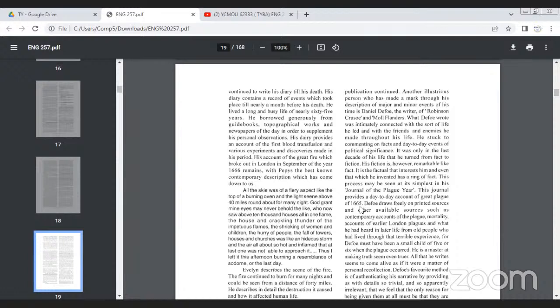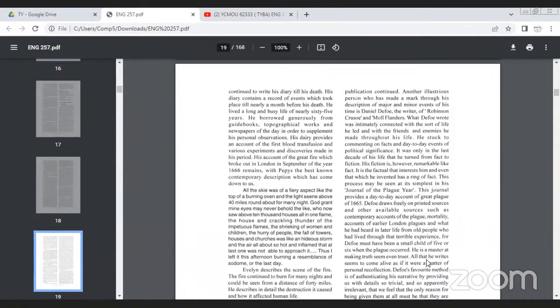Defoe draws freely on printed sources and other available sources such as contemporary accounts of the plague, mortality accounts of earlier London plagues, and what he had heard in later life from old people who had lived through that terrible experience. For Defoe must have been a small child of 5 or 6 when the plague occurred. He is a master at making truth seem even truer.